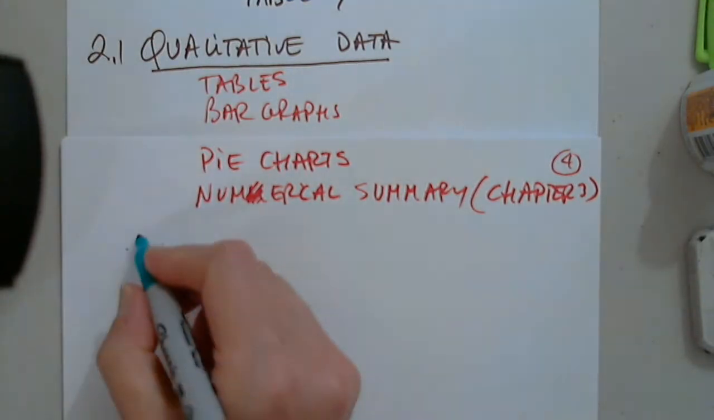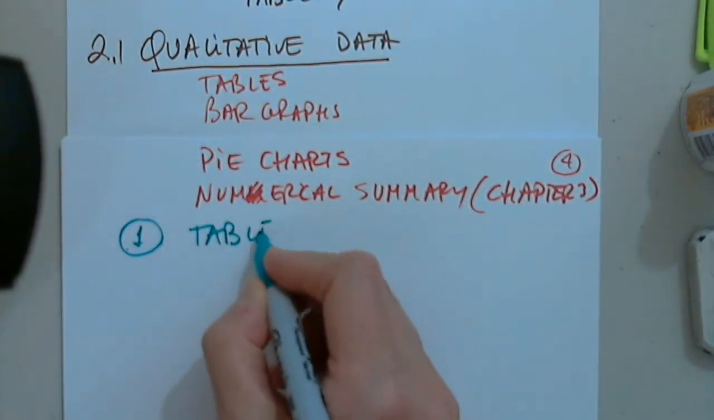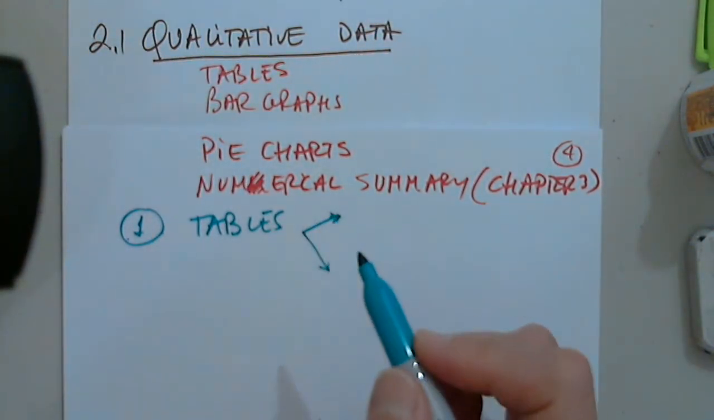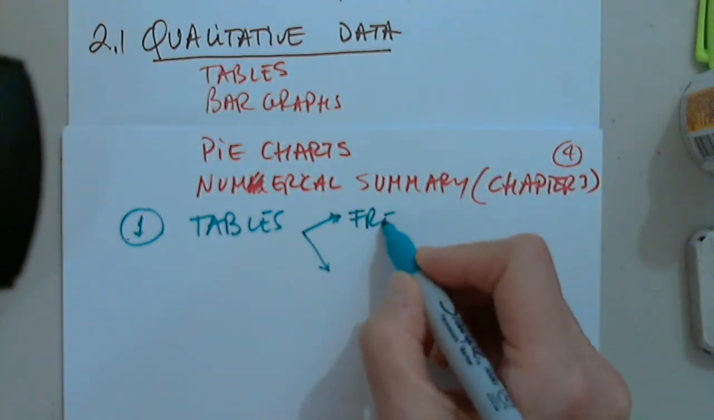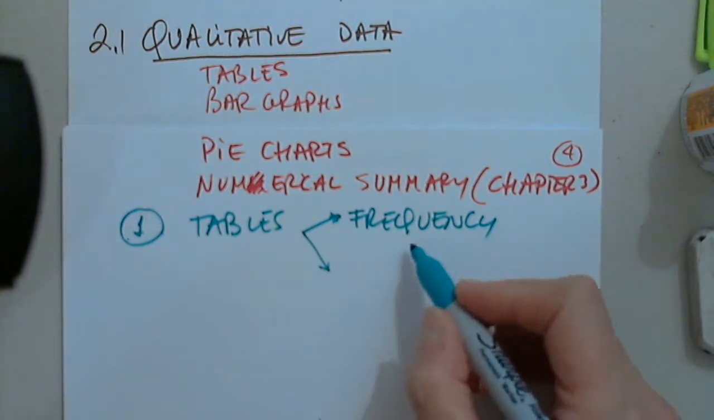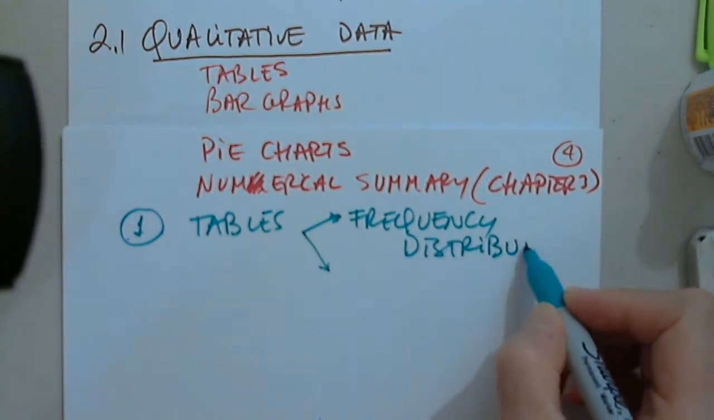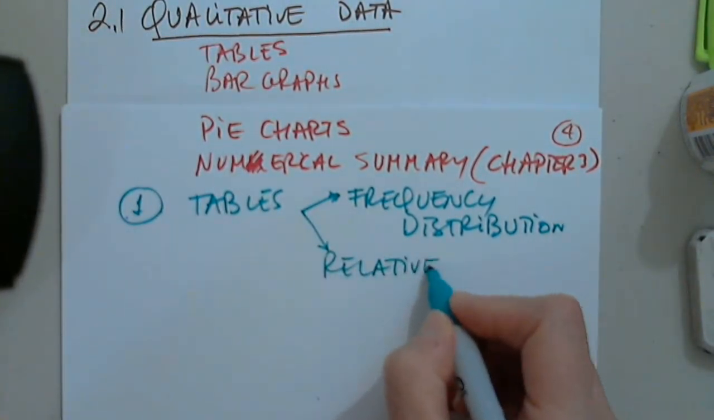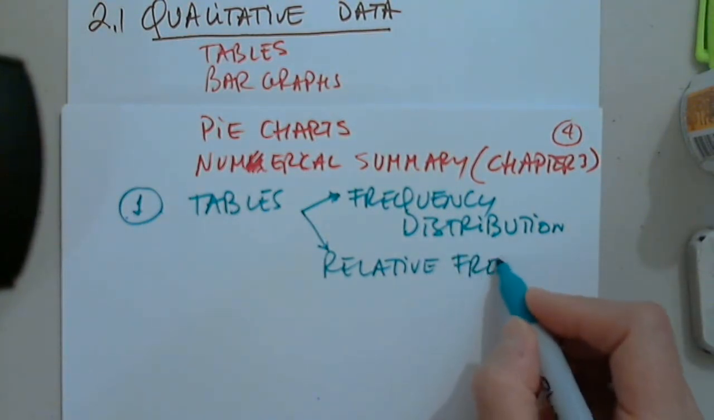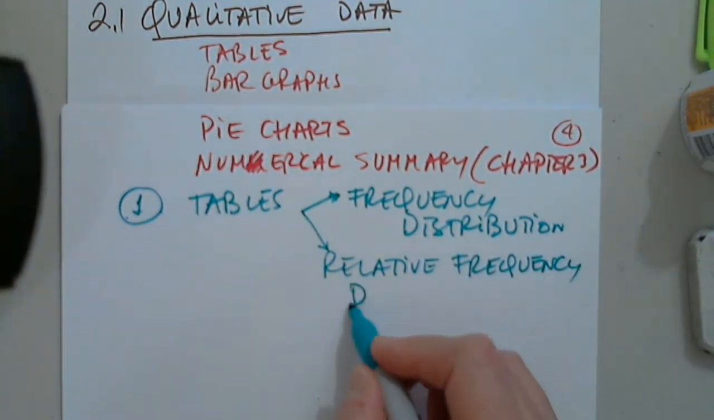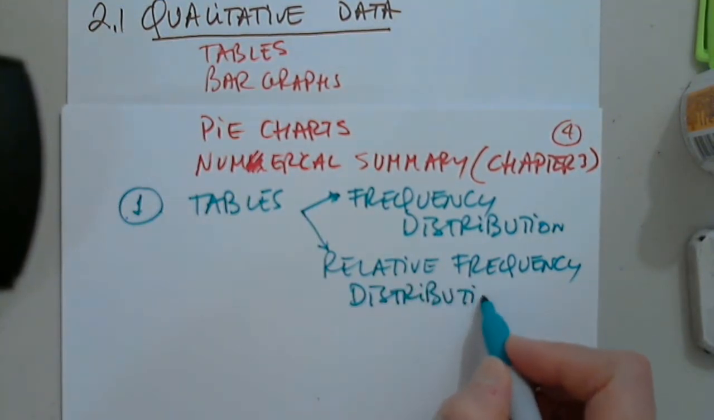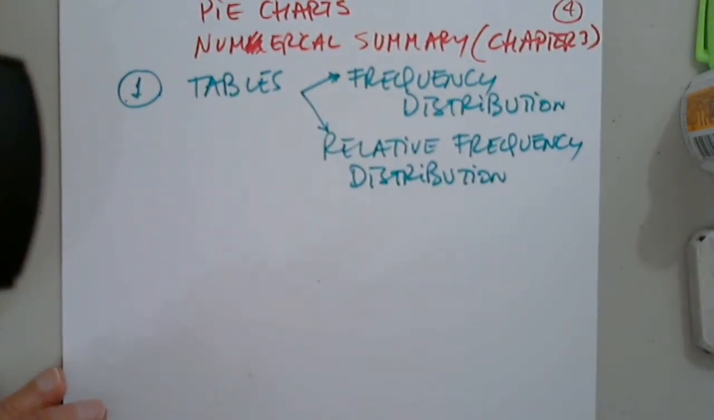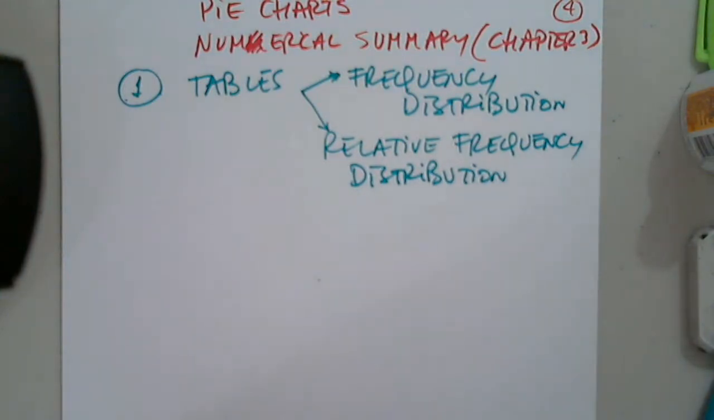Okay, so let's look at number 1. Let's look at tables. When we talk about tables, we will look at 2 different types. They're not that different. One is called frequency distribution. The other one is called relative frequency distribution. And I'm going to give an example right now. We're going to make one up together.